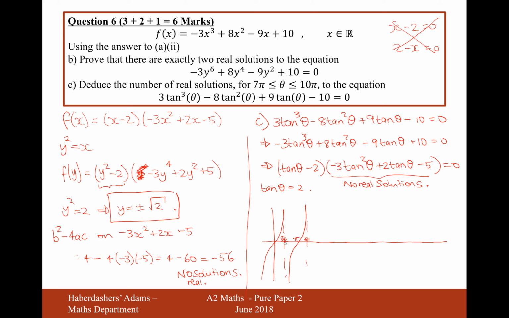And if you remember, actually, the easiest way to do this is remember that tan has solutions every pi radians, and if we've got from 7 pi to 10 pi, then there are actually going to be 3 solutions here. If you carry on drawing the graph, you'll see that, but you can just remember the fact that tan has a solution every pi radians, and it repeats itself every pi radians.